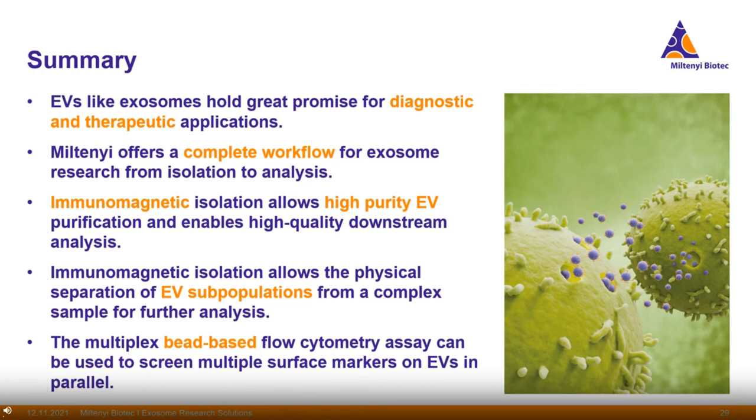The immunomagnetic isolation allows high-purity EV purification and enables high-quality downstream analysis. Additionally, you can physically separate different EV populations from a complex sample. The bead-based flow cytometry assay then enables you to screen multiple potential markers on EVs in parallel.